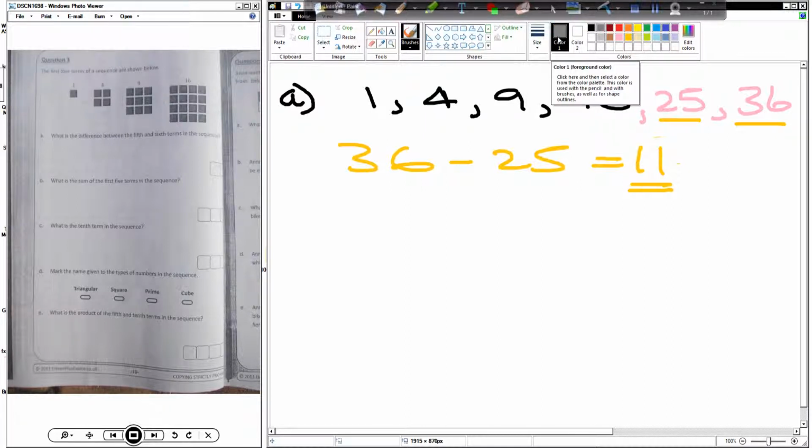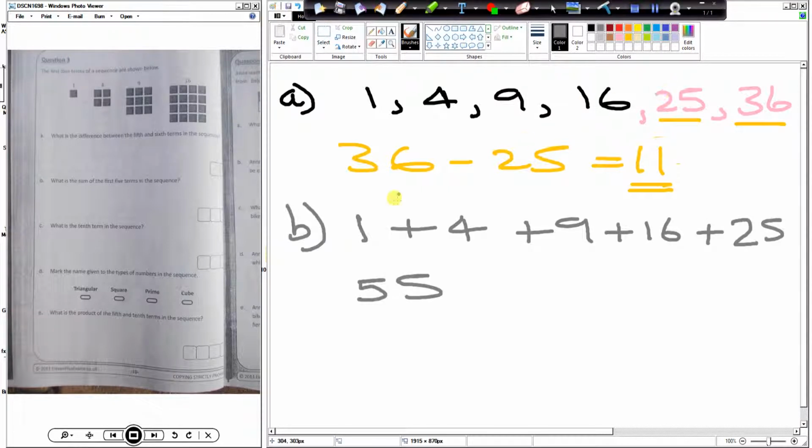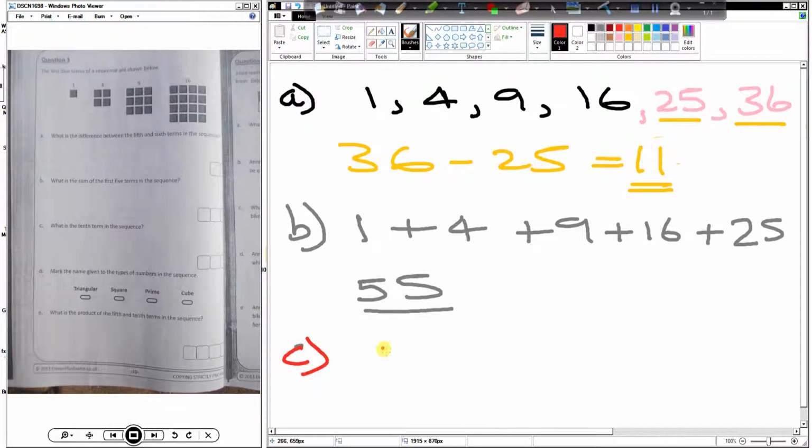Question 3B. Okay, for part B, we have to add up the first 5 terms in the sequence. So 1 add 4 add 9 add 16 and 25 gives a total of 55. Done. Next question. Because this pattern is the square numbers, if we're looking for the 10th pattern, we are looking for the 10th square number. So the 10th number is going to be 10 squared, so that'll give us a total of 100.